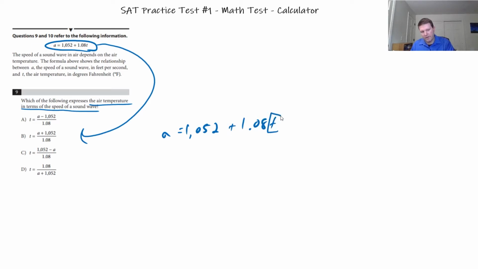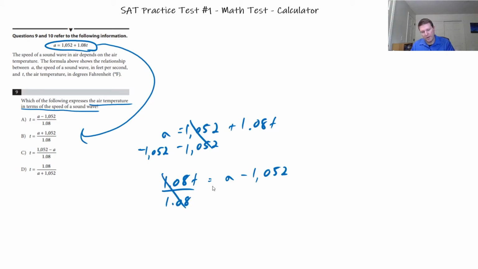Now if you're trying to get this t by itself, you'd want to cancel the 1052 first, just subtract it over. So I'm just going to show my work for both sides here. And then I'm going to switch it around, because it's more natural feeling to have the variable on the left that you're trying to solve for. So it would look like this. And then last thing is to just divide by 1.08. And they leave it like this. So you are done.